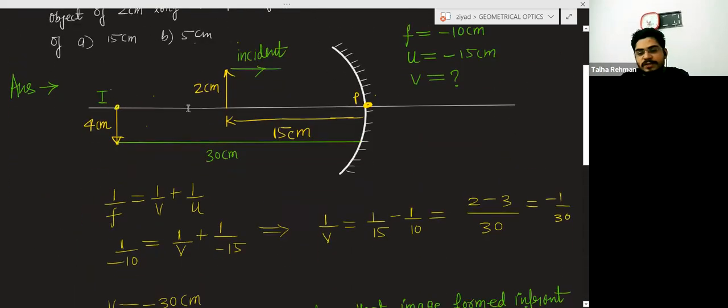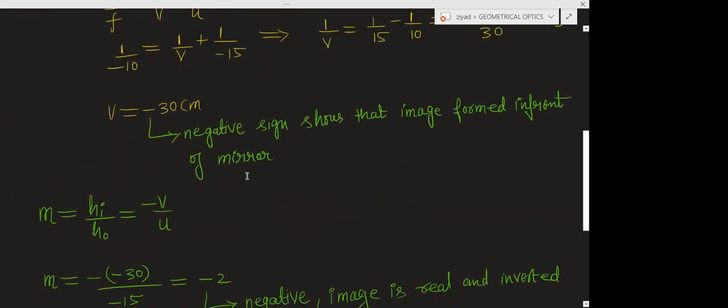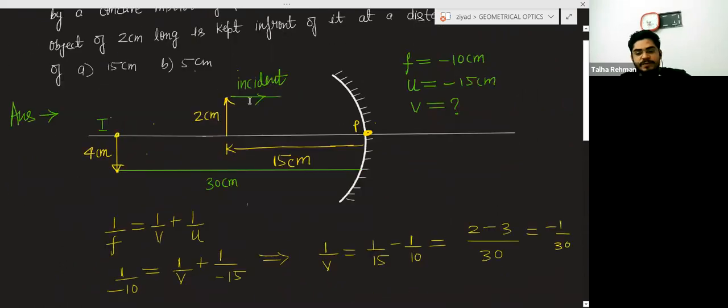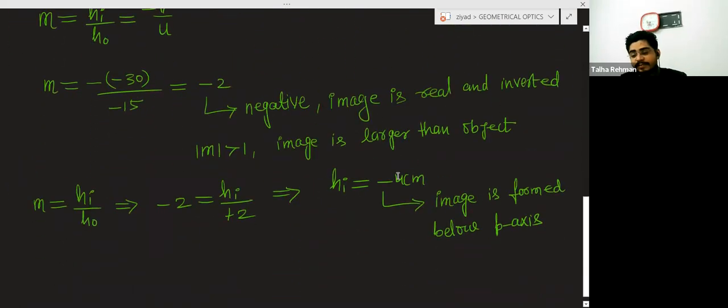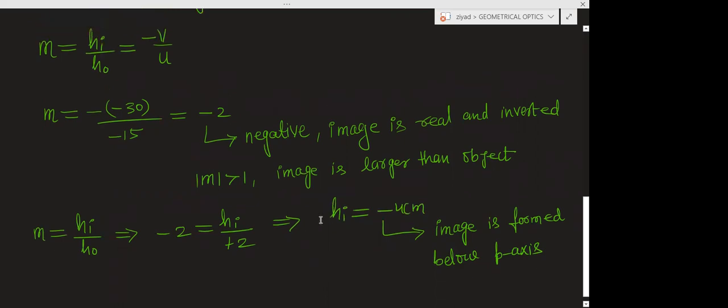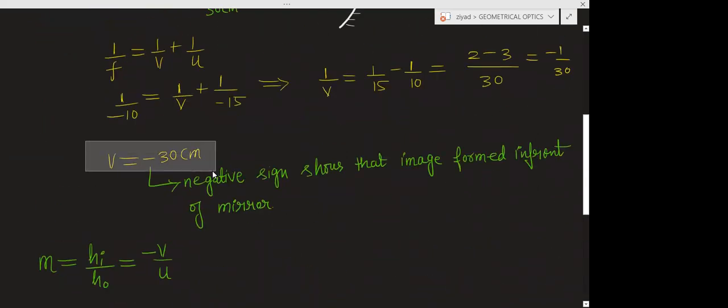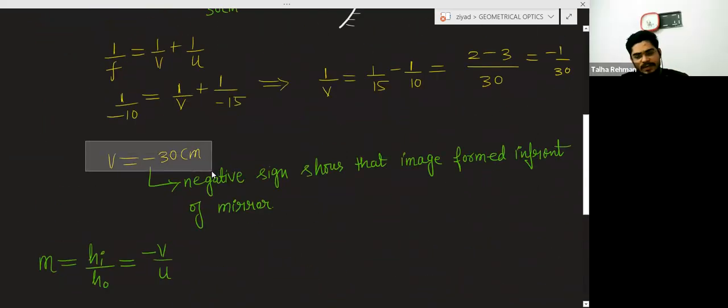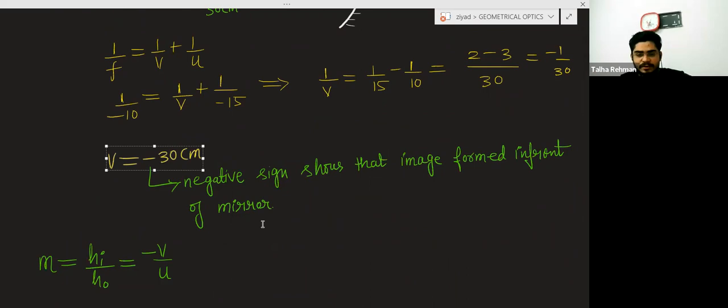So position of the image is 30 centimeter in front of the mirror. And size of the image is 4 centimeter below the principal axis, or you can just write h is equal to minus 4 centimeter also. Your answer will be considered as correct. And if you write v is equal to minus 30 centimeter, then also your answer will be right, until and unless the examiner is asking which side the image will be.